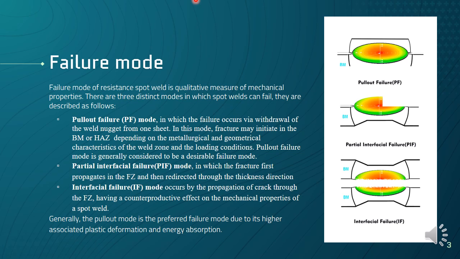The next type of failure is partial interfacial failure, in which the fracture first propagates in the fusion zone and is redirected through the thickness direction. Then the next type of failure is interfacial failure. It occurs by propagation of crack through FZ and has a counterproductive effect on the mechanical properties of spot weld. Generally, the pull-out failure mode is the preferred failure mode due to its higher associated plastic deformation and energy absorption.